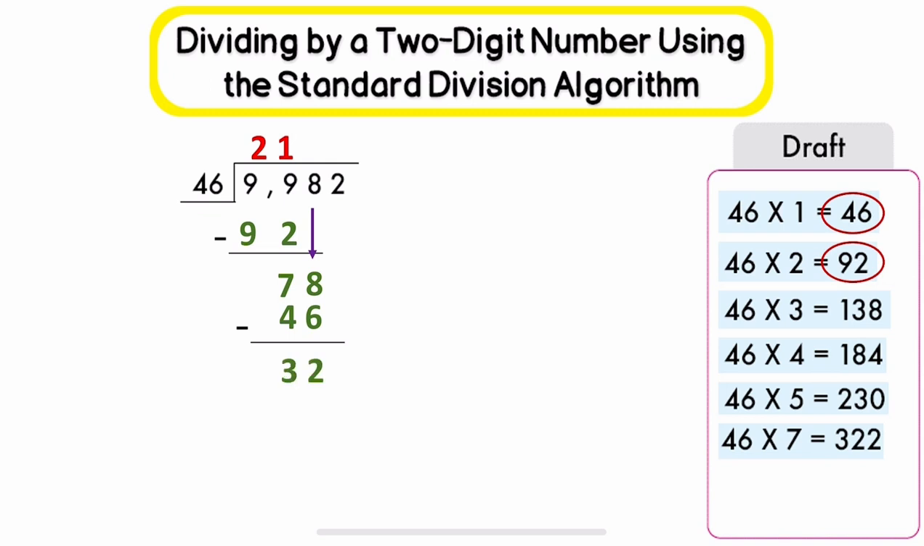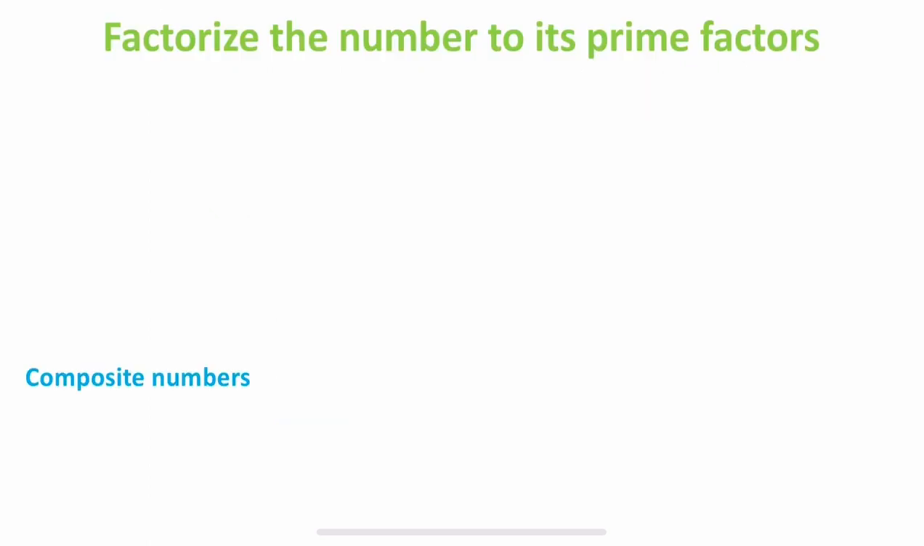After subtraction we can bring down 2. So the number will be 322, and here we have 322, so we put the number down and we put 7 up. Subtract. 322 minus 322 is 0, so the answer will be 217 without any remainders.